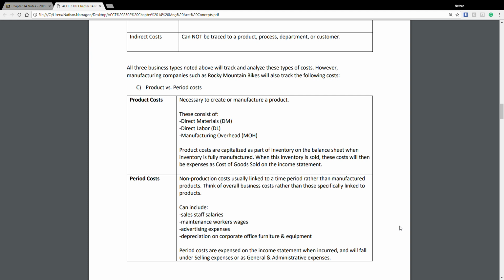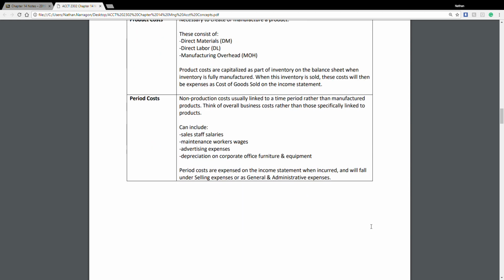So we're going to get more into inventory and how it works. Basically, once the inventory is fully manufactured, so it's in work in process right now, we have to keep it on our balance sheet. Once it is sold, the cost will then be expensed to cost of goods sold on the income statement. Here are probably the few journal entries that we're going to deal with in 2302, basically how these change.